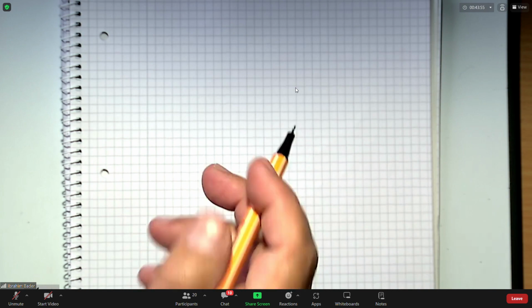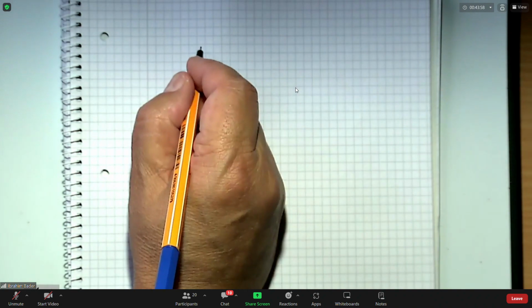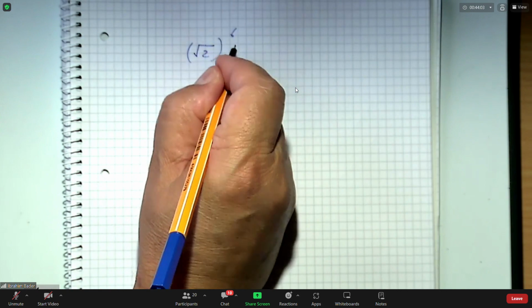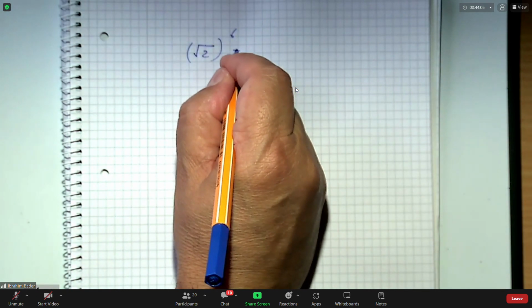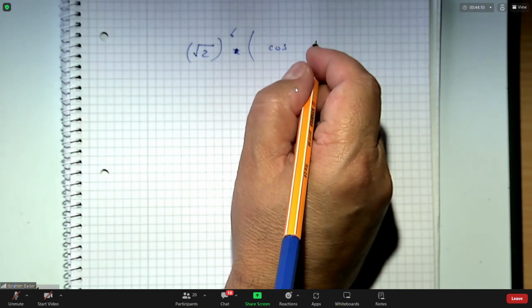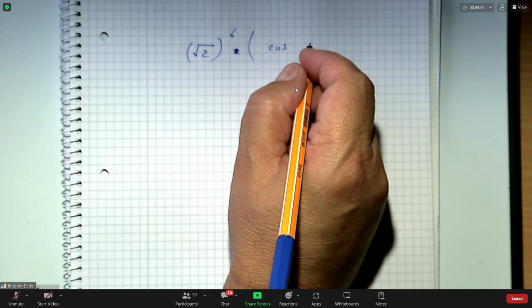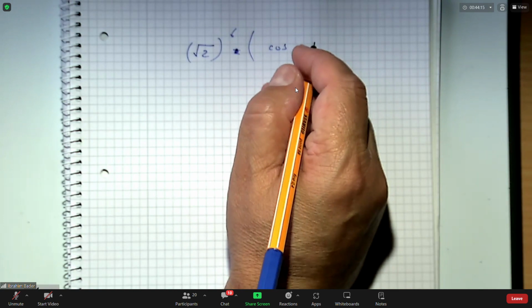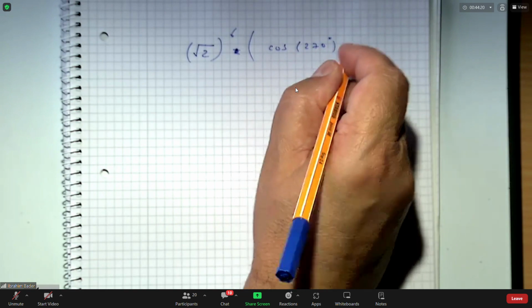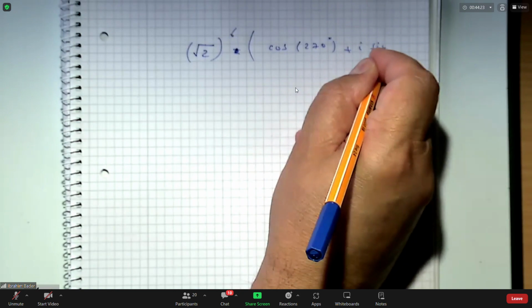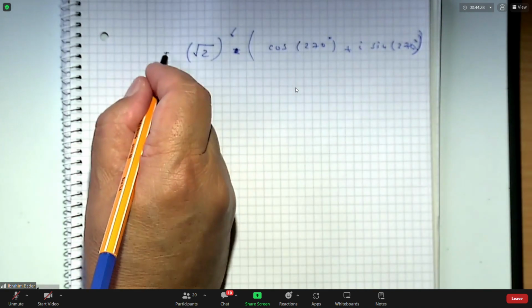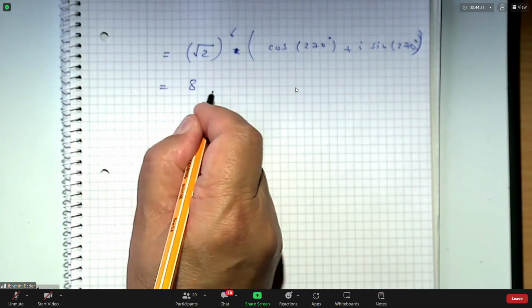Okay, so let's continue. If there are no questions, let's continue with this particular example. So we said here that the square root of 2 to the power 6, multiplied by cosine, let's multiply it out, 6 times 45 is 270, right? Plus i sine 270. And this is equal to, we evaluated this as 8 times.